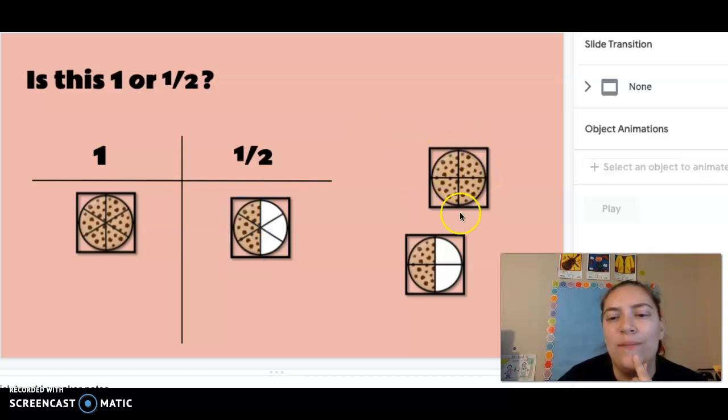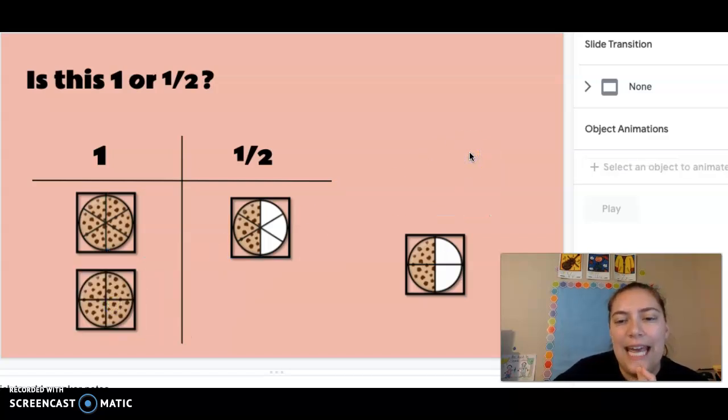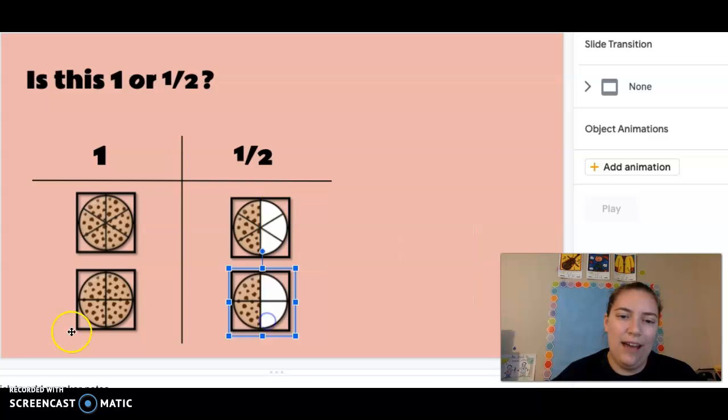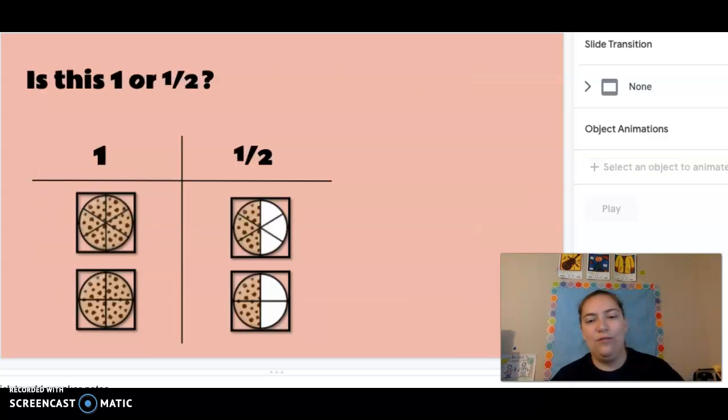Okay, what about this one? Does it look like half of it's shaded in or a whole? 1, 2, 3, 4 out of 4 is shaded in. Looks like a whole to me. And last but not least, we have how many parts shaded of our 4 pieces? 2 parts. So this would be 2 over 4, which is the same as 1/2, which we saw on this slide. 1/2 is the same as 2/4.